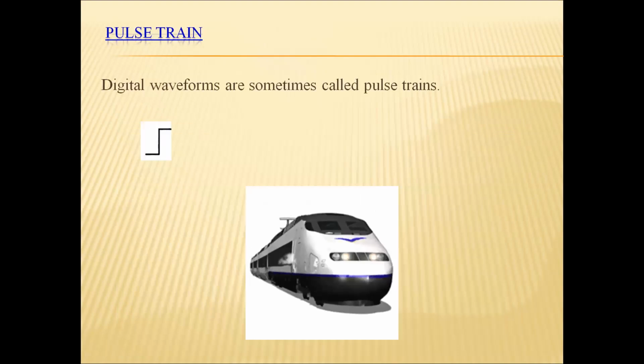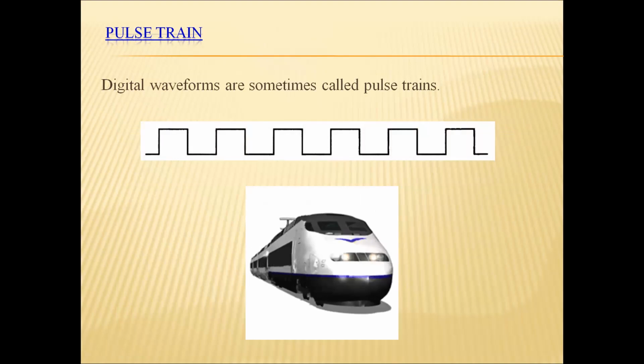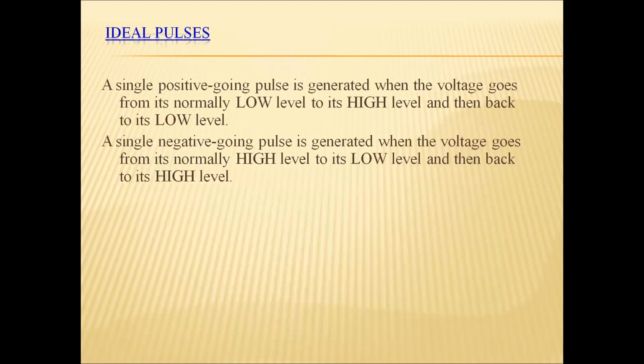So you can see here the pulse train of the digital waveform. It is a continuous series of pulses, and therefore it is known as a pulse train, or idle pulses. A single positive going pulse is generated when the voltage goes from its normally low level to its high level, and then back to its low level, which I told you.